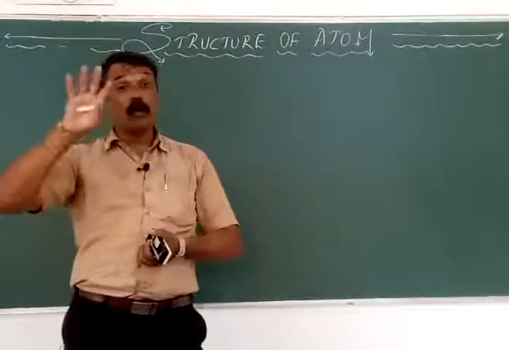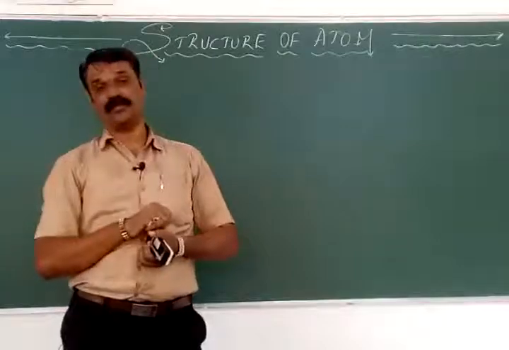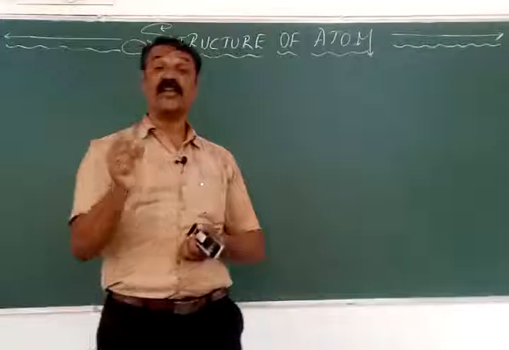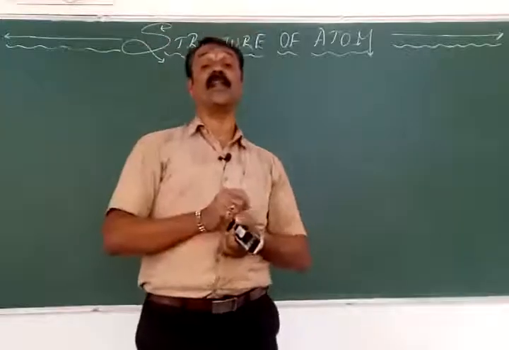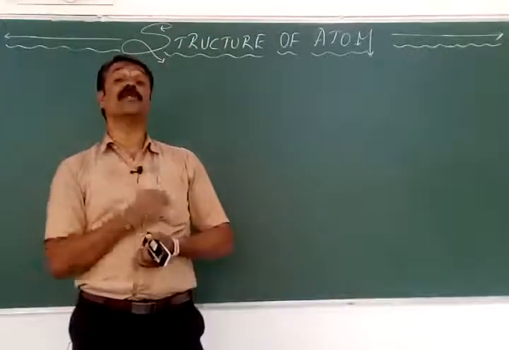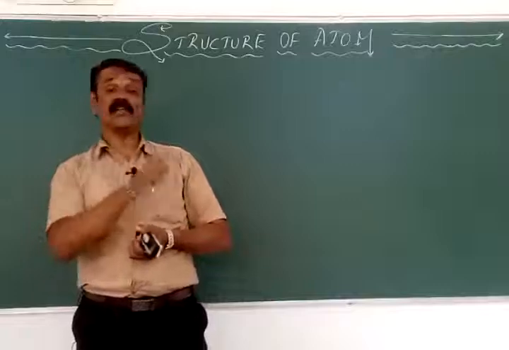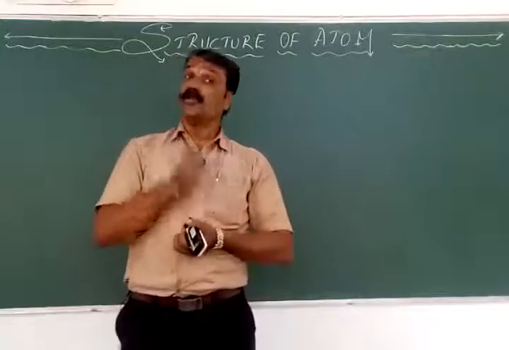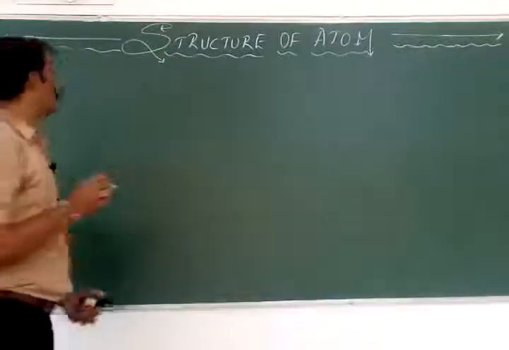So by knowing all the four quantum numbers, we can designate the exact state or address of an electron around the nucleus of the atom. So that is the main significance of the quantum numbers. Okay.